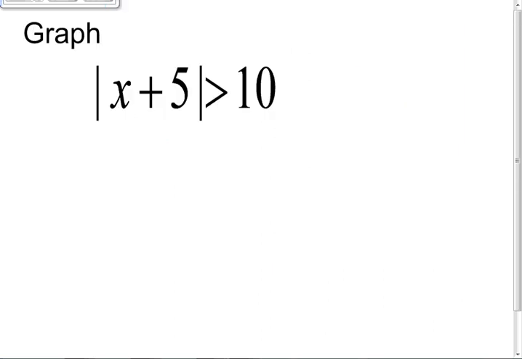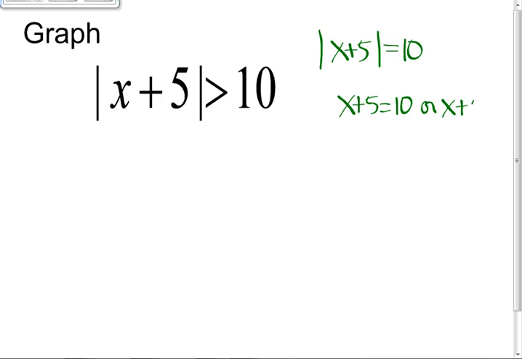Oh, this one's tough. What are you going to do with this one? We're going to pretend it's equals first. The absolute value of x plus 5 equals 10. Are these going to be opposite numbers? x plus 5 equals 10, or x plus 5 equals negative 10. So what's x here? 5.